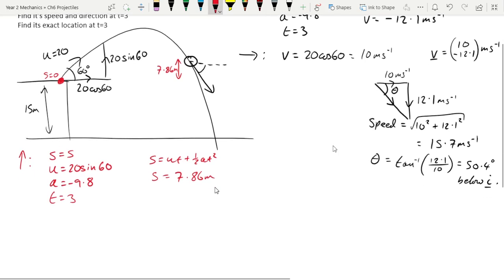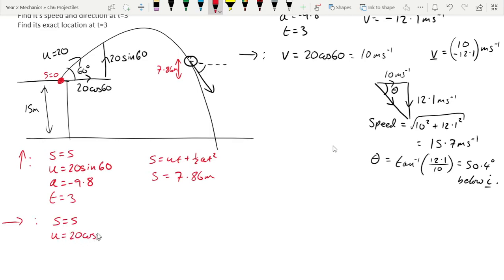If we do the same thing but horizontally, so S is S, U is 20 cos 60 because we're looking horizontally, and A is 0 and T is 3. We can use S equals UT plus half AT squared, but A is 0, so it's quite nice and easy. So you just get 20 cos 60 times 3, which is 30. Okay, so that means that this horizontal distance to the particle, so to there, that is 30 meters.